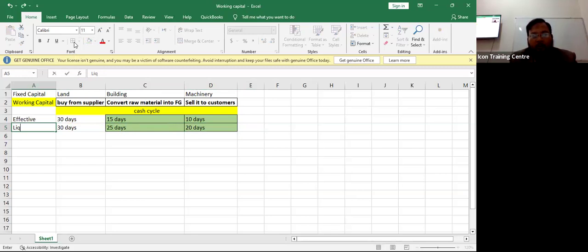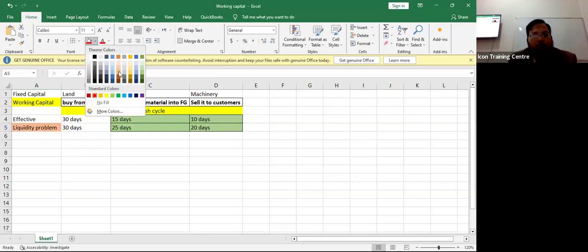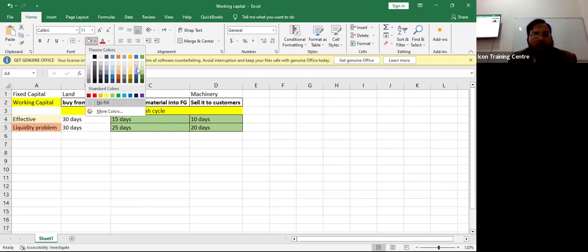Now, this is what we call working capital cycle, working capital management. So this is a problem, and this is good.